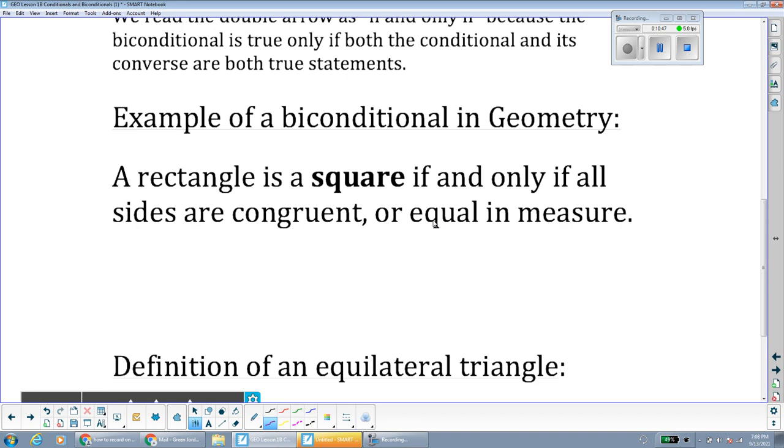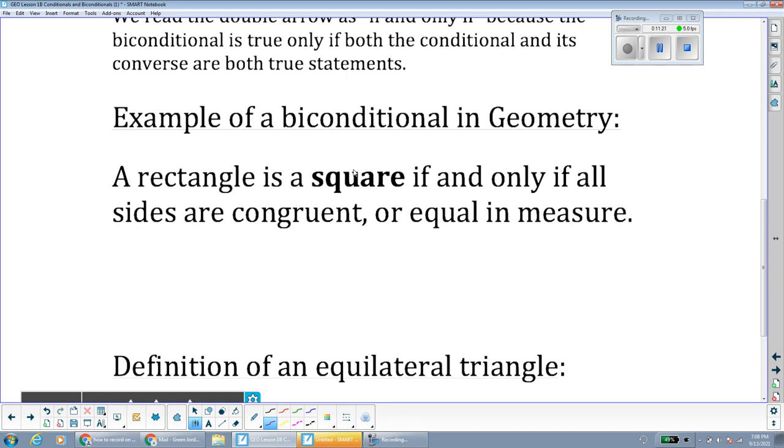For example, if a rectangle is a square, then the sides are congruent or equal in measurement. That's what it means to be a square, right? A square has equal sides. But if you read it the other way, starting back to front, if all the sides are congruent, then the rectangle is a square. That's also true. That's what differentiates a square from just being a regular rectangle. If you already know that all the sides are congruent, that makes your rectangle a square. So forwards or backwards, this statement is true.